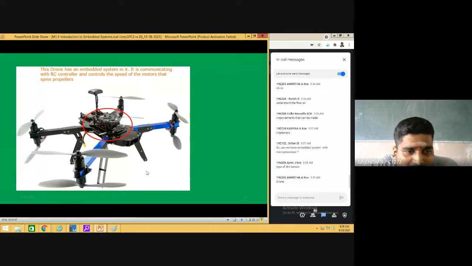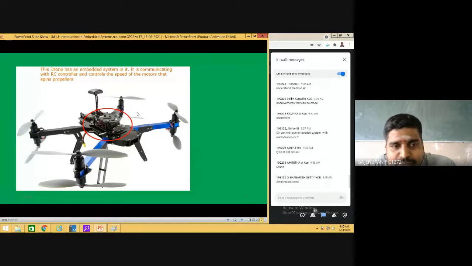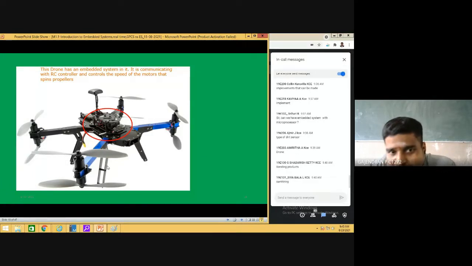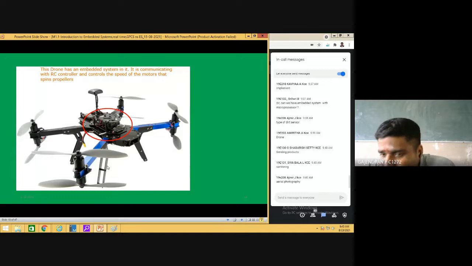During lockdown, Tamil Nadu police and other state police used this for surveillance. Am I correct? And also nowadays, many service providers like Amazon and Flipkart are trying to use this fellow as a delivery boy, sending products. Very good, so we don't need to sanitize them. Then aerial photography. Okay, like that.